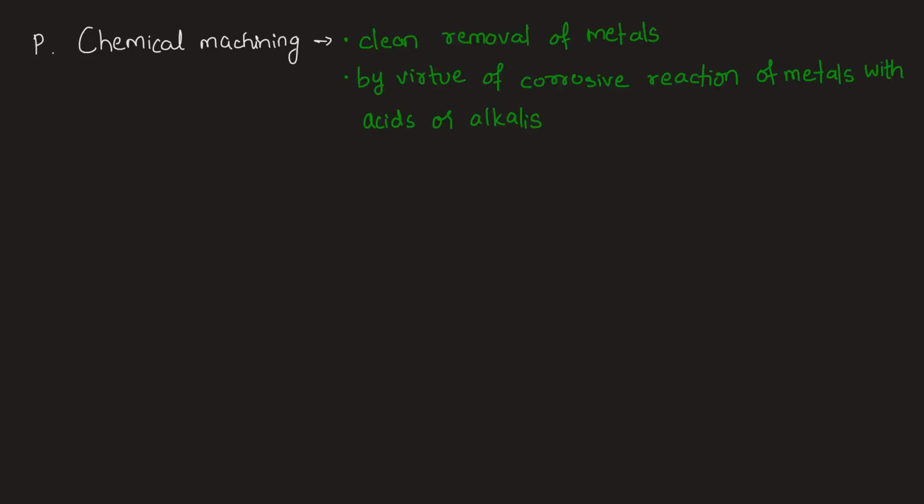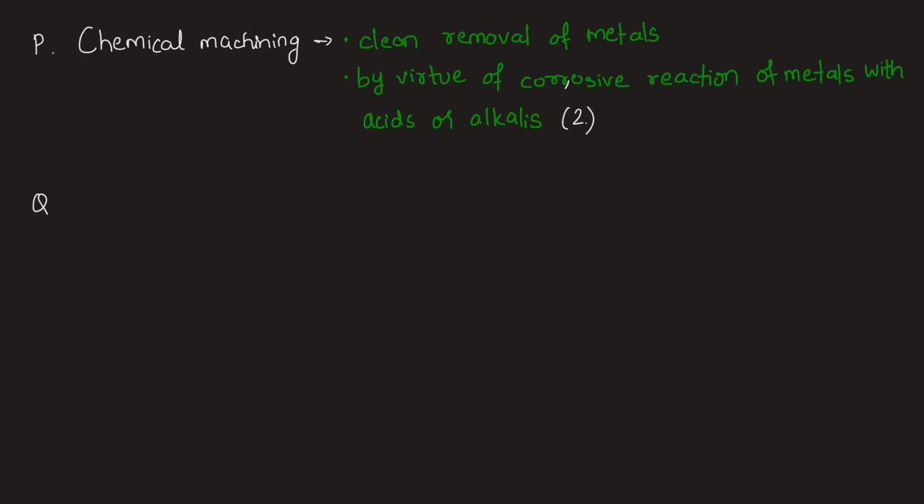So the first machining process that is given in P, which is chemical machining. This type of machining involves clean removal of metal, and this removal occurs by virtue of corrosive reaction between metals and acids or alkalis. And as per the given table, corrosive reaction is the mechanism given in second.